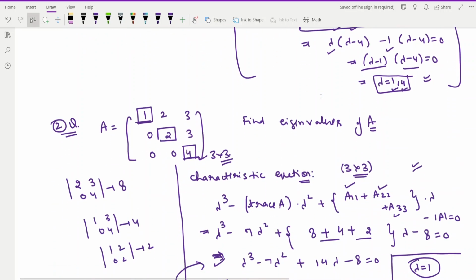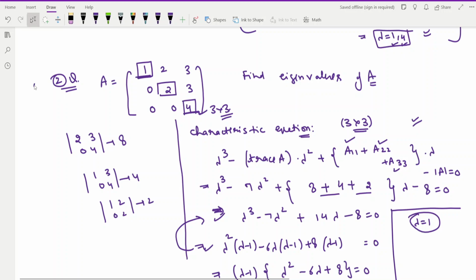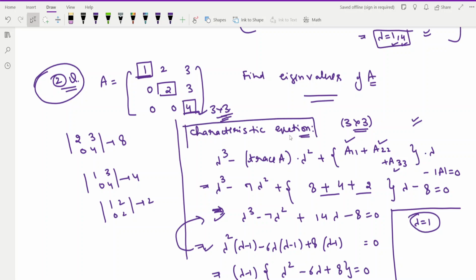Now, if we see the second question, I have taken one matrix of 3 by 3 order, and the question is that we have to find the eigenvalues of this particular matrix. So again, I have taken the characteristic equation for a 3 by 3 matrix, but with the updated form. What is the updated form of this characteristic equation? This is the updated form.